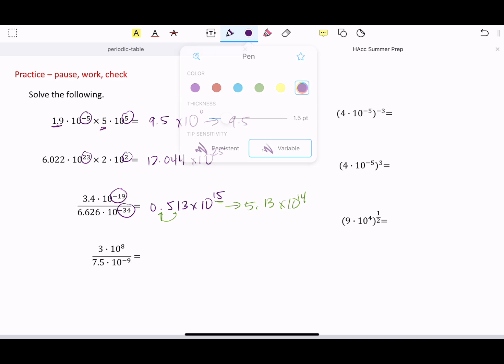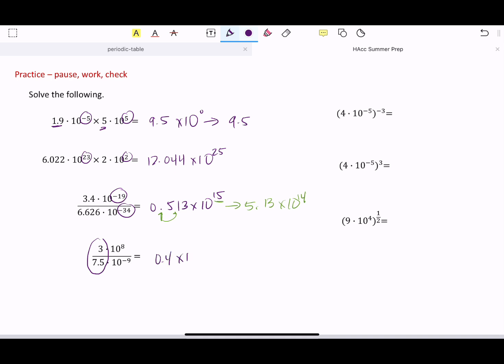All right, and next one, again, I will divide those. So 3 divided by 7.5, which gives me 0.4 times 10 to the 8 minus negative 9, which is 17. And again, I can write that in proper scientific notation, 4 times 10 to the 16th.